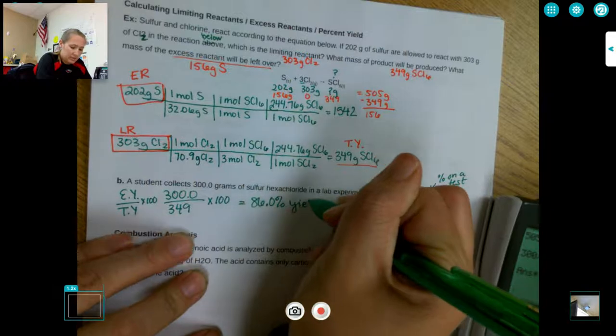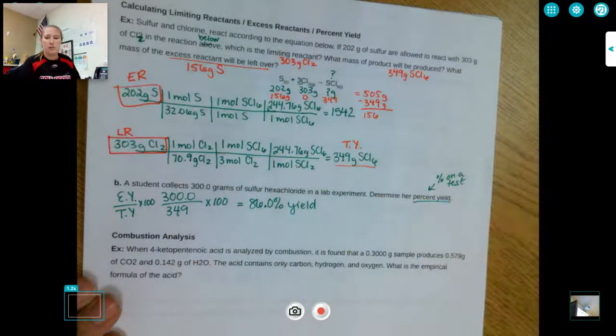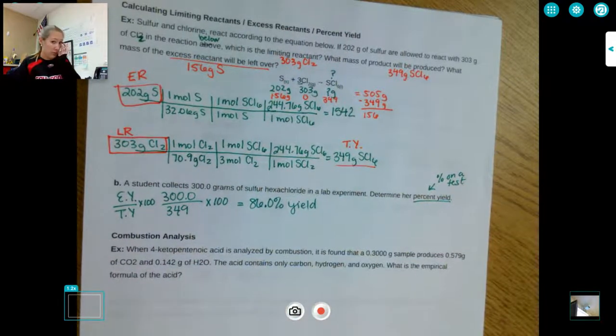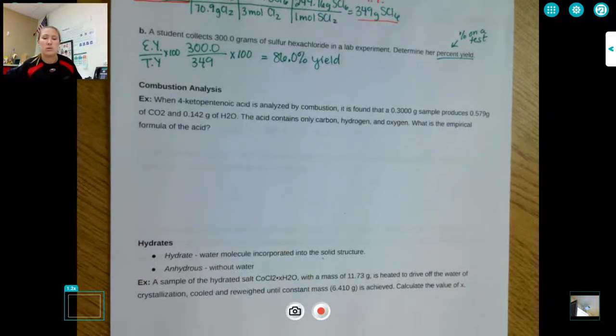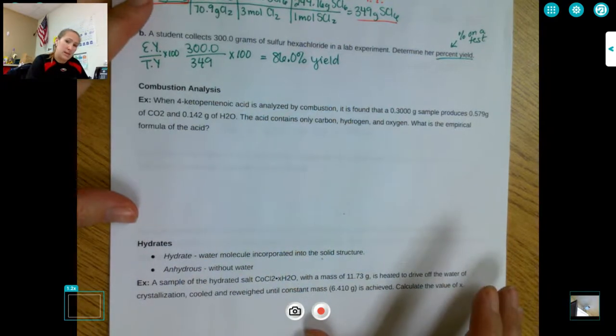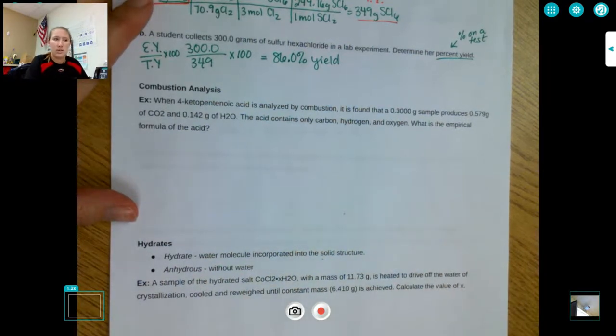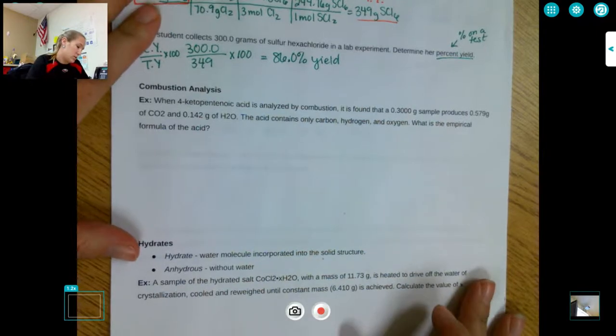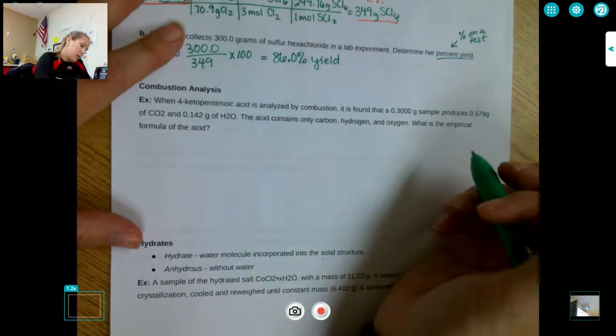Percent yield. All right, so most of that should have been review. The next one, combustion analysis. So this was something we learned new in Unit 0. That comes up again because it's more reactions and stoichiometry with reactions. So we'll go through it again.